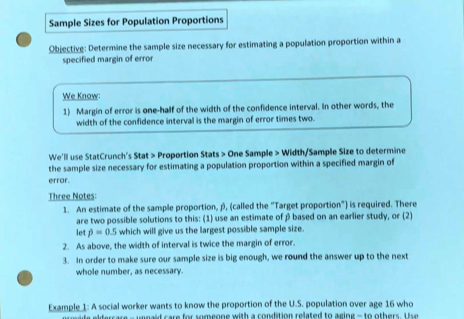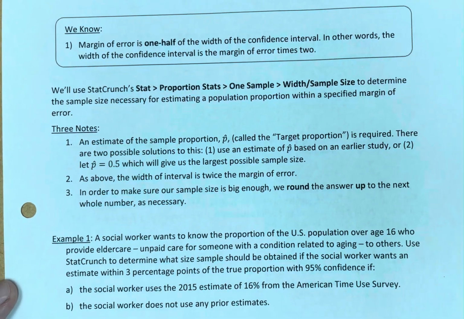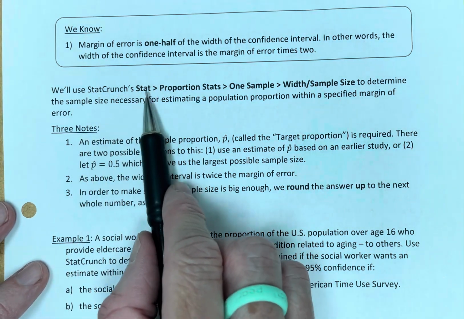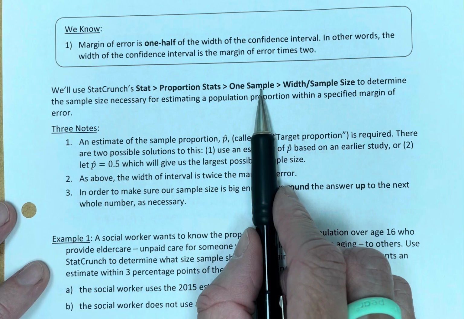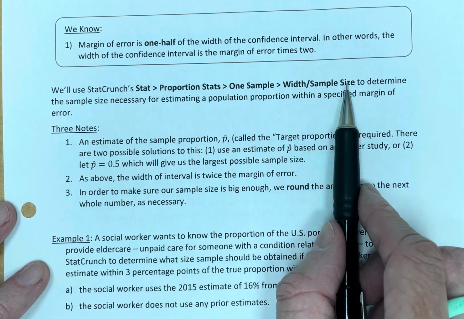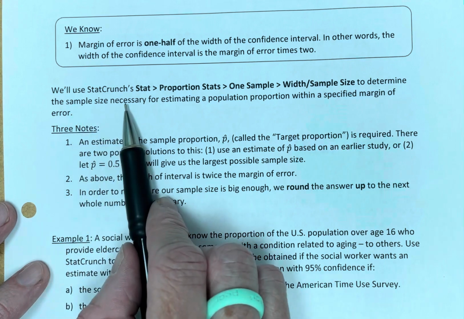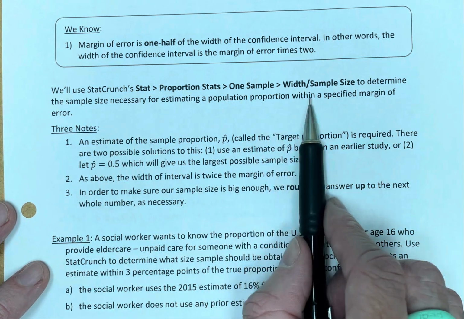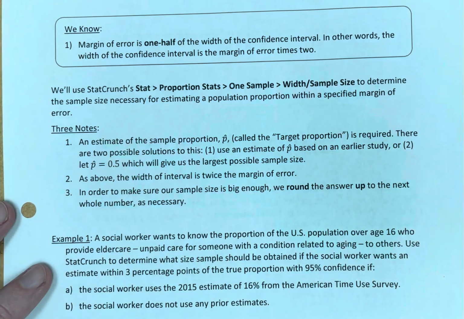Okay, we're going to use StatCrunch again to do this. Let them do the math for us. And we're using StatCrunch's Stat, Proportional Stats, One Sample again. This time we're going to go to Width, Sample Size to determine the sample size necessary for estimating the population proportion within a specified margin of error.